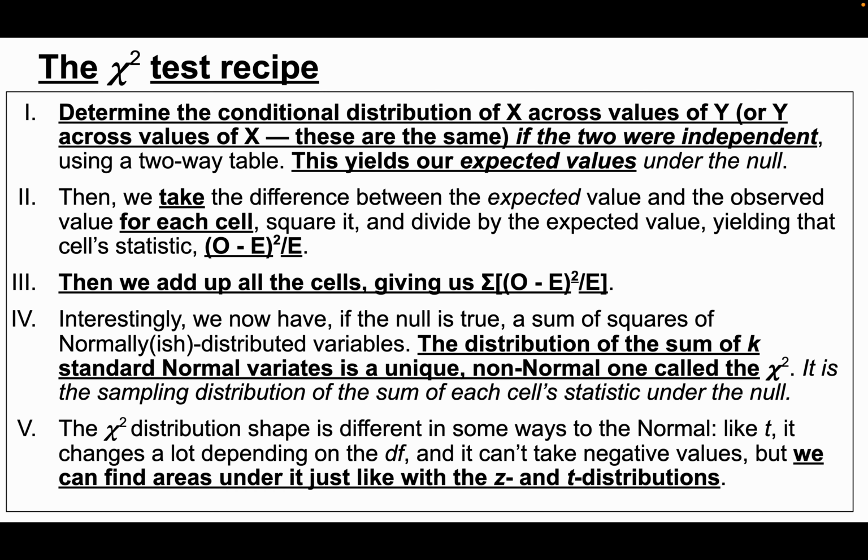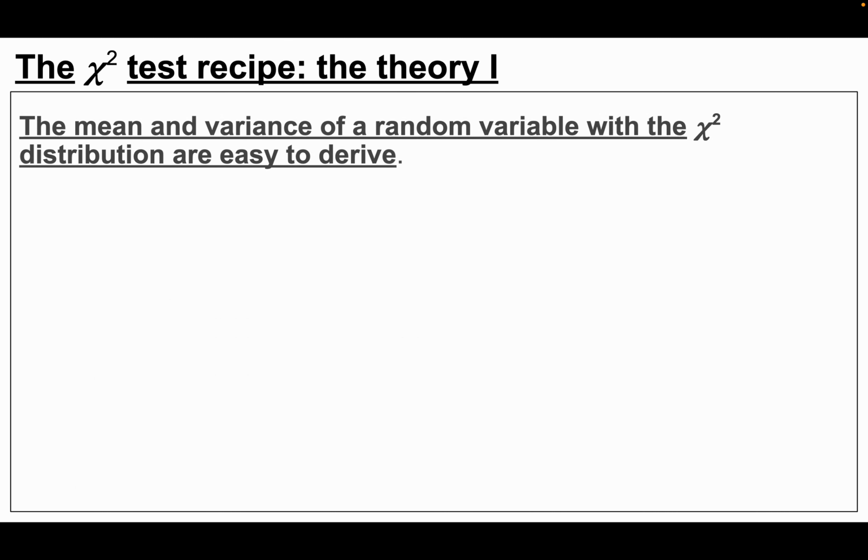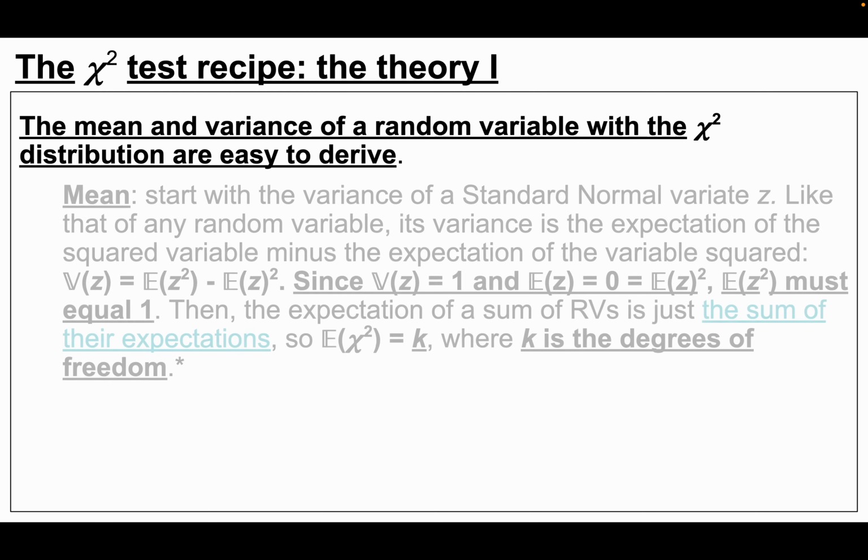So the chi-square distribution's shape is different in some ways to the normal. Like T, it changes a lot depending on the degrees of freedom, and it can't take negative values. But we can find areas under it, just like with the Z and T distributions. So let's go over the theory a little bit. The mean and the variance of a random variable with the chi-square distribution are easy to derive.